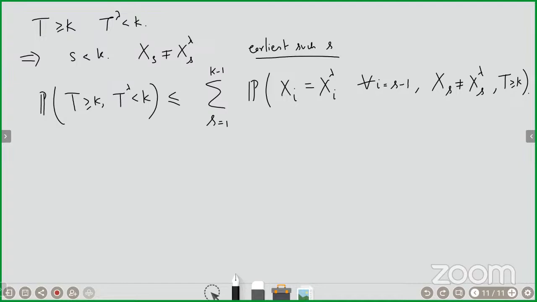T is greater than or equal to k. So if I tell you everything until k minus one, you should be able to tell me whether t is greater than or equal to k or not. So it only depends on the random variables until k minus one. So now can you use that somehow?